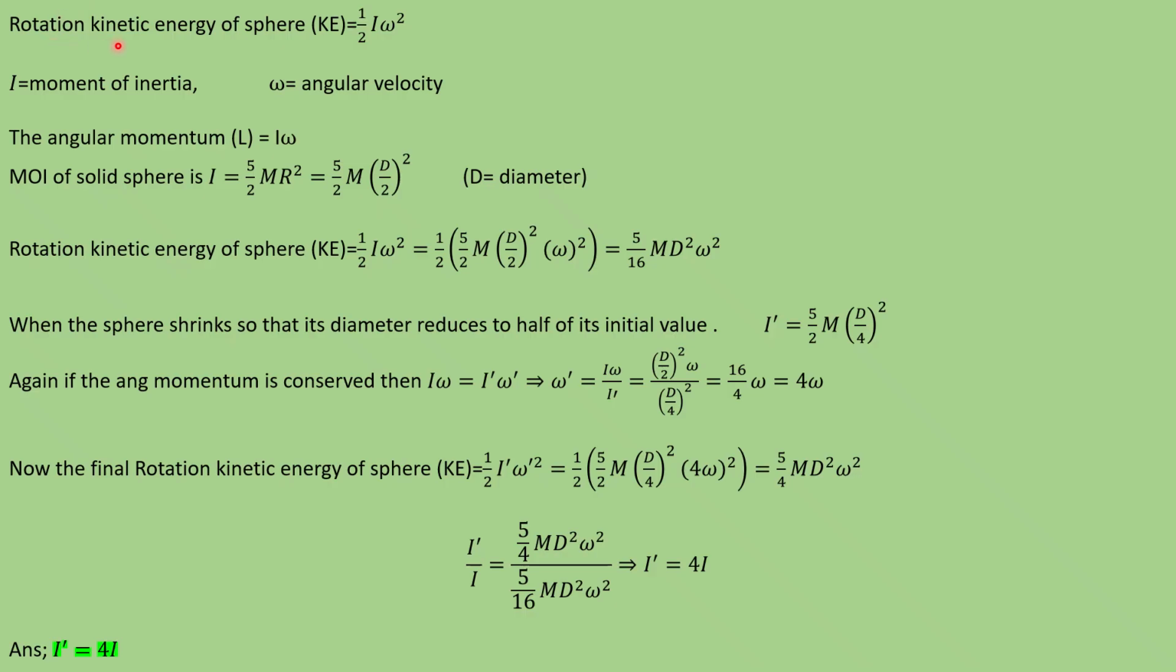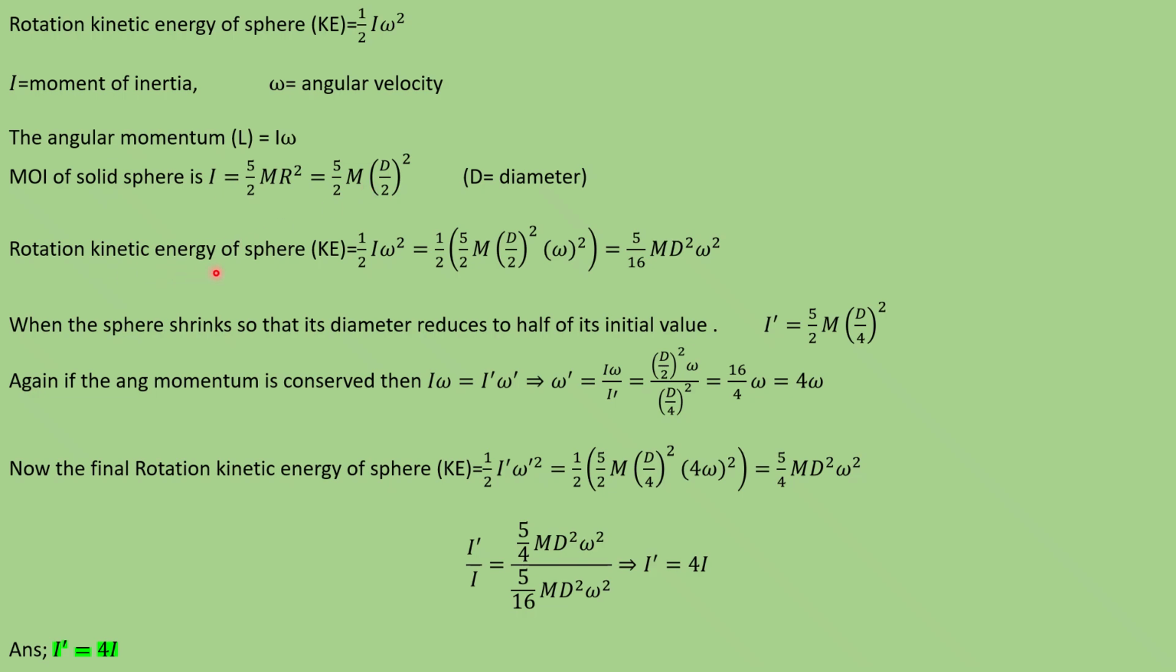So rotational kinetic energy for a sphere is half I omega square. Here I is the moment of inertia and omega is the angular velocity, obviously. And also we know that the angular momentum L equals I omega. And the moment of inertia of the solid sphere is 2 by 5 m r square. Here r is the radius, and so we can take it as d by 2, that is diameter by 2. So 5 by 2 m d by 2 whole square.